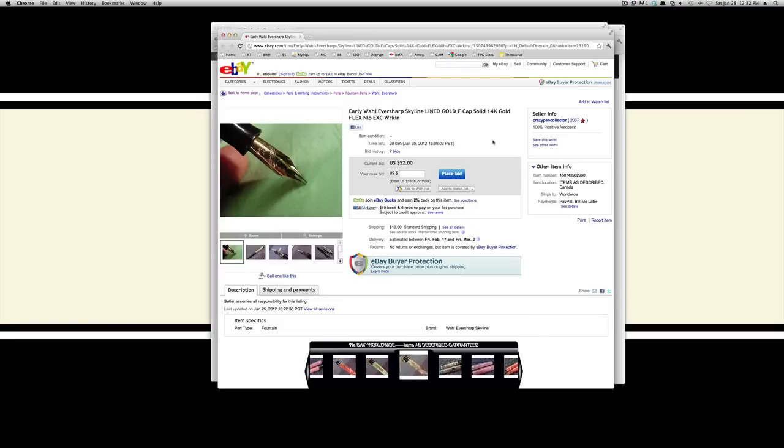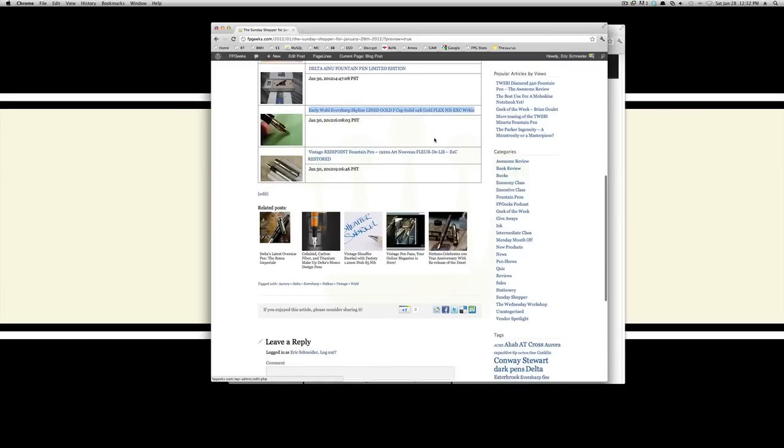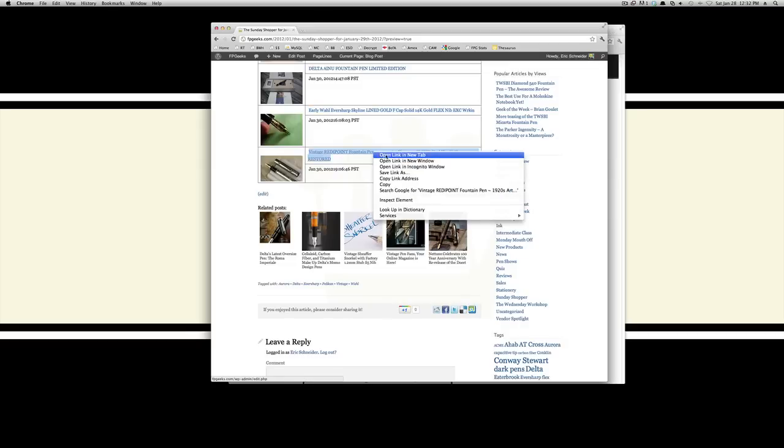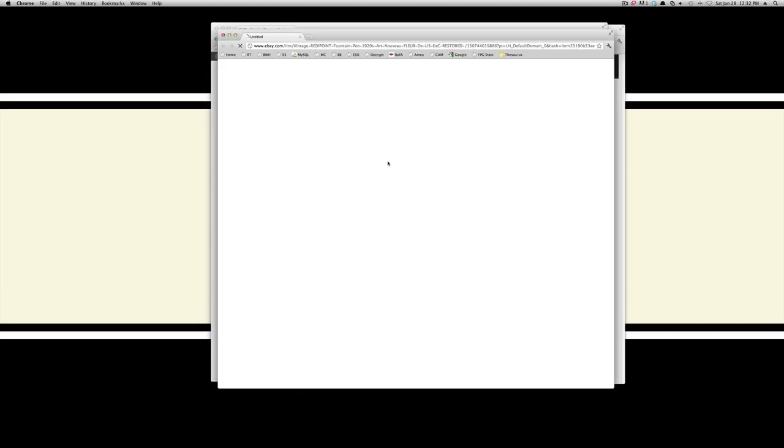I wonder if Julie, a.k.a. Okami, is going to be keeping her eye on this one. Because she was looking for a Skyline, or at least she liked that Skyline with a really interesting pattern on it. Right. And a 1920s something or other.